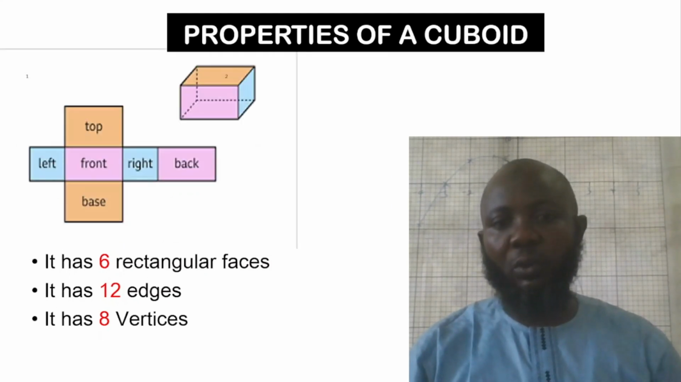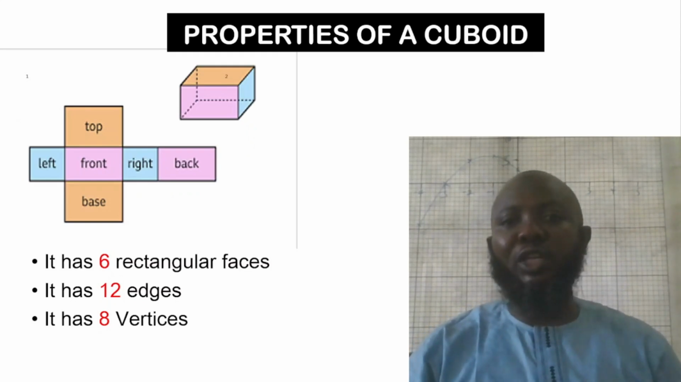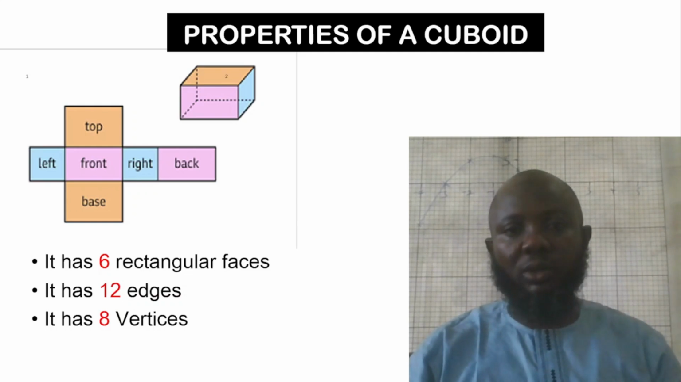So that is the difference between a cube and a cuboid. They have the same number of edges, the same number of vertices, and the same number of faces, but what makes them different is that a cube has square faces, while a cuboid has rectangular faces. I hope this is very clear to you. Then let's move to the next one.